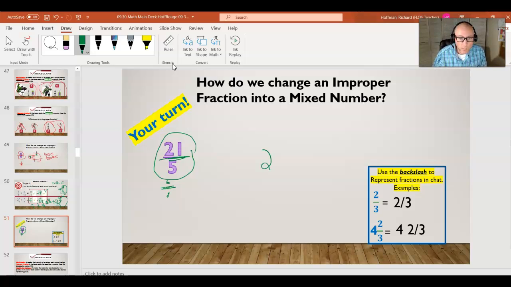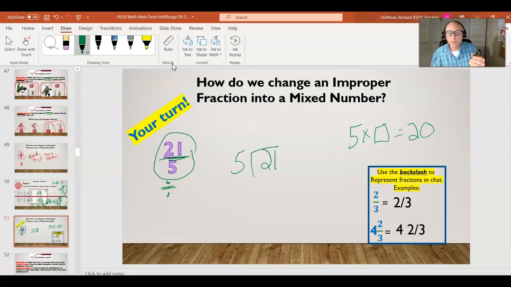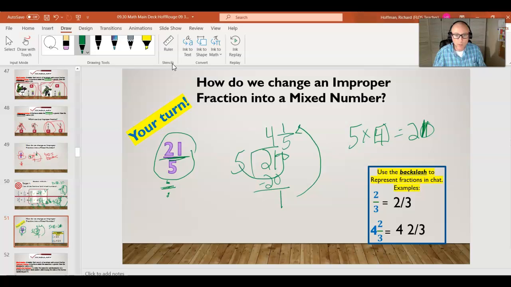Okay, so 21 divided by 5. What do you multiply 5 by to get as close to 21 as possible without going over 21? 5, 10, 15, 20. It is 20. That was 4. So I put the 4 here. 5 times 4 is 20. And what's left? 21 minus 20, we have a remainder of 1. But the remainder goes on the top. The divisor goes on the bottom. 4 1/5.